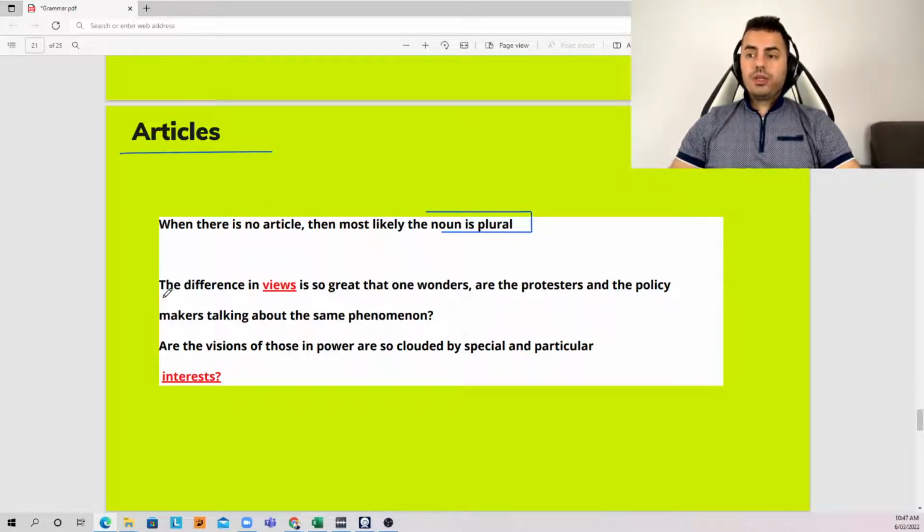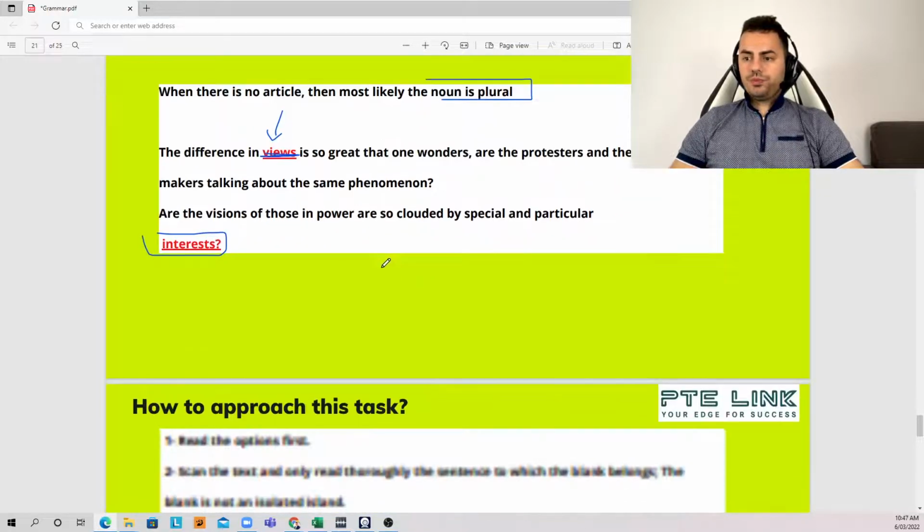Yeah? The difference in views is so great because it will be very indefinite and general. Yeah? So if you have the difference in gap, you have a gap here, most likely this one is a noun in the plural form. You check the options based on that. Okay? And this is a real exam question, by the way. Are the visions of those in power are so clouded by special and particular interests? Okay? Again, no article, it will be a plural noun.